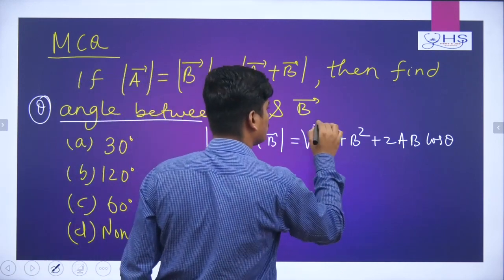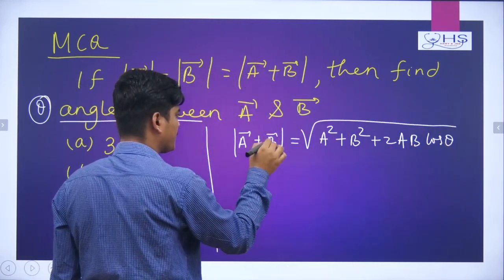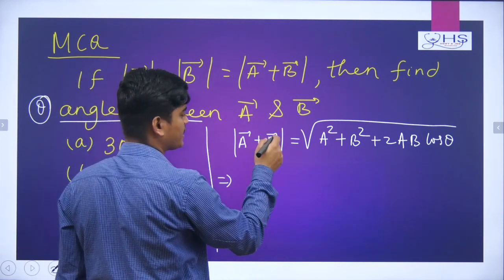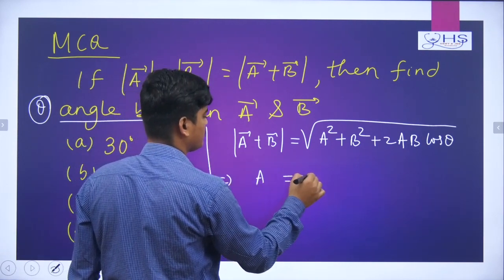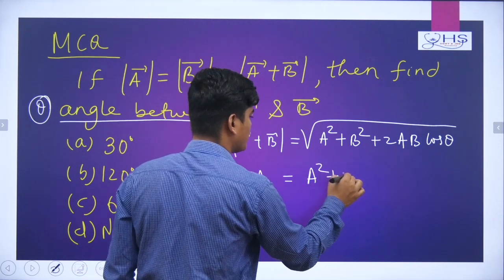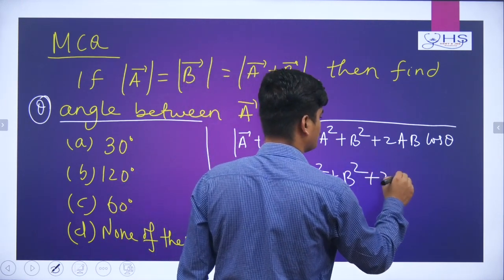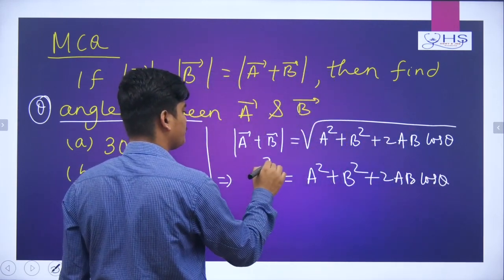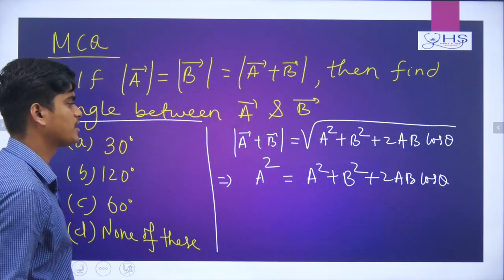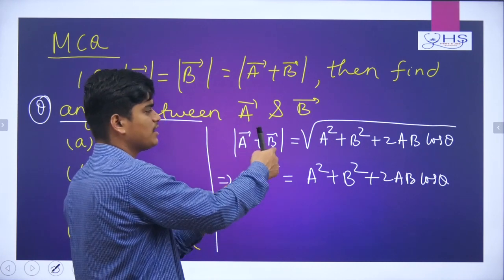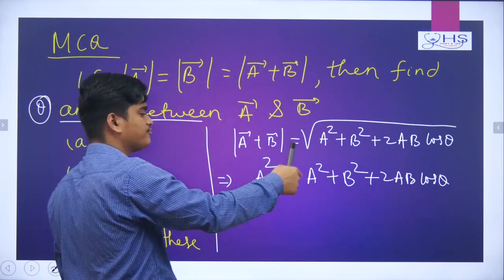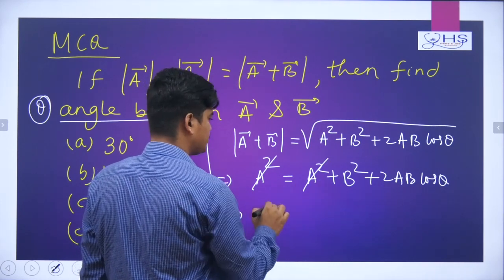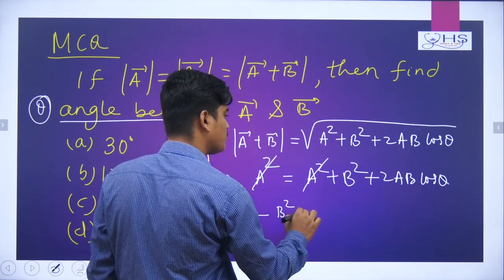Now the magnitude of A vector plus B vector is equal to A or B, so I can write here A. So A equals root under A square plus B square plus 2AB cos theta. The root will go to this side and it will become A square, because the magnitude of A plus B is A. Now A square will get cancelled, and B square comes to this side as minus B square.